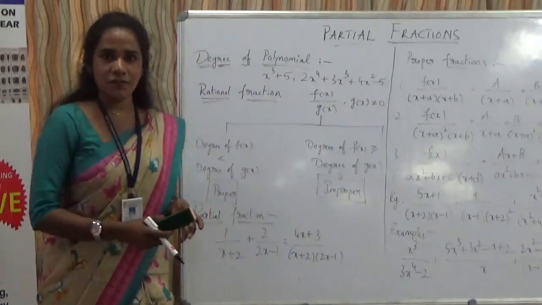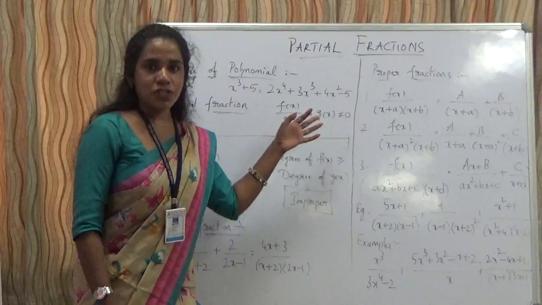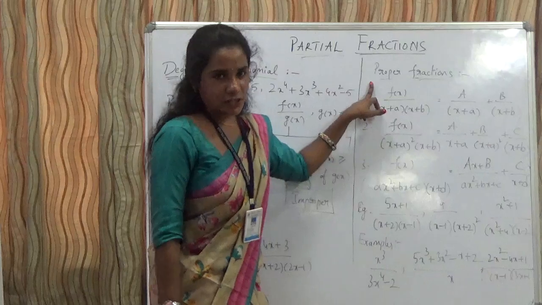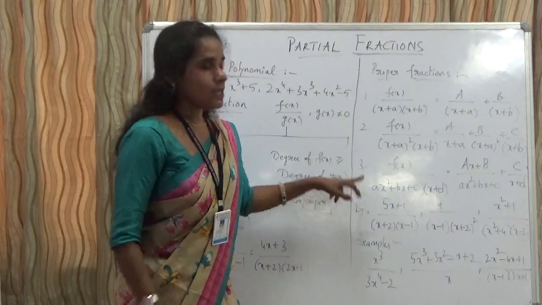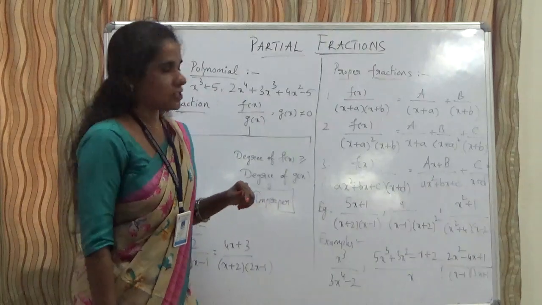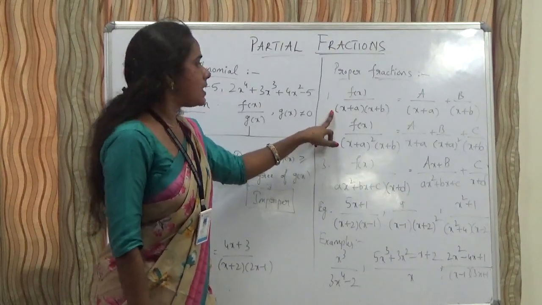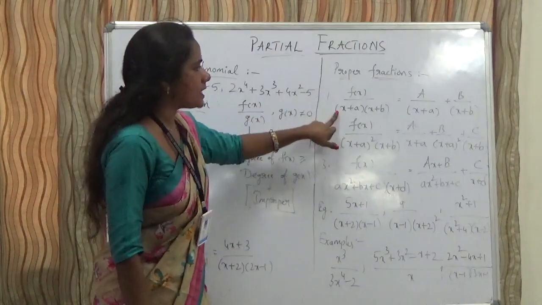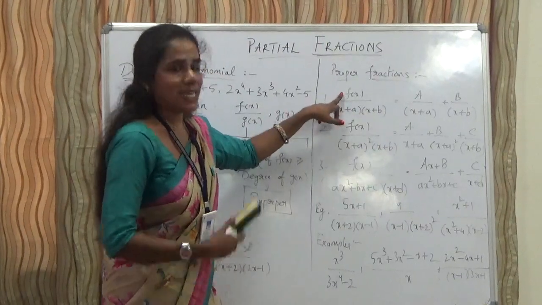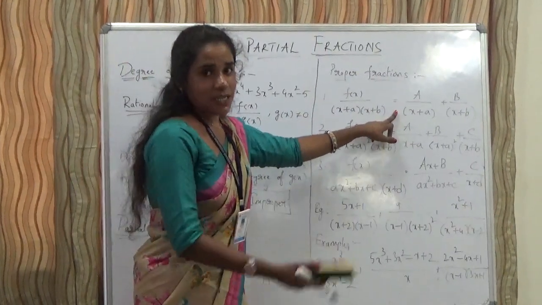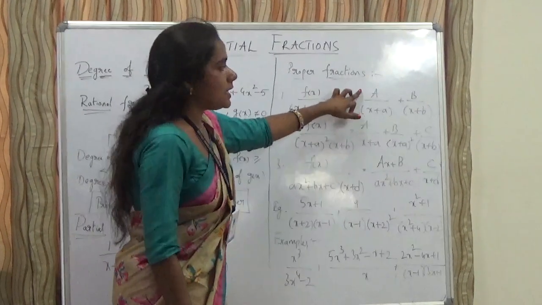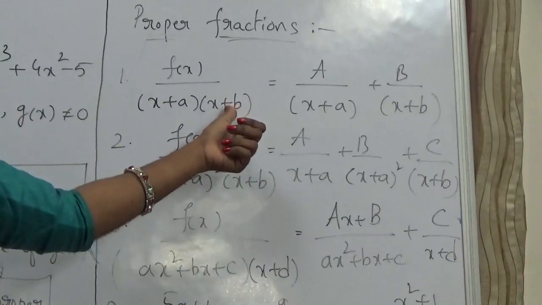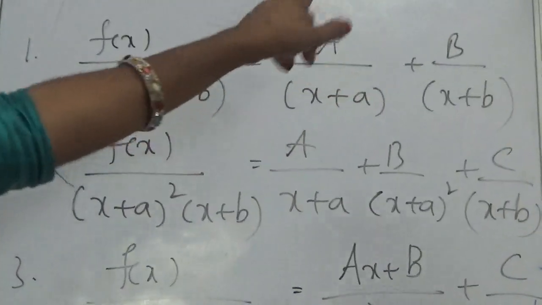Now solving the partial fractions. First we have to check whether it is a proper fraction or an improper fraction. So, solving of proper fractions. We have three cases based on the denominators of the rational fractions. Suppose the denominator has linear factors. That means the rational fraction is of the form f of x by x plus a into x plus b, where f of x is any polynomial. The next step is to split it into capital A by x plus a plus capital B by x plus b. Here small a and small b are any numbers, and capital A and capital B are constants.